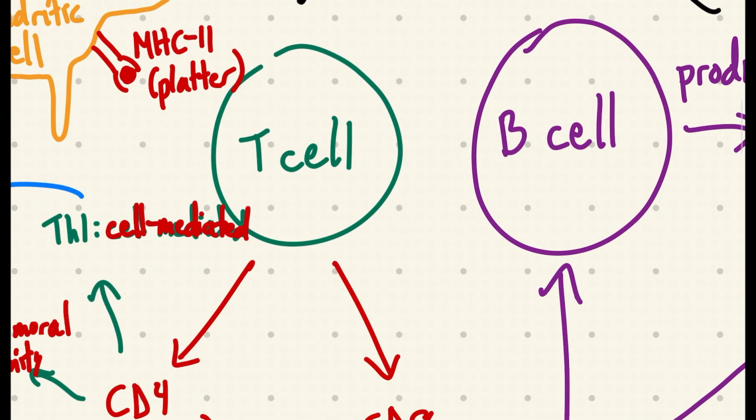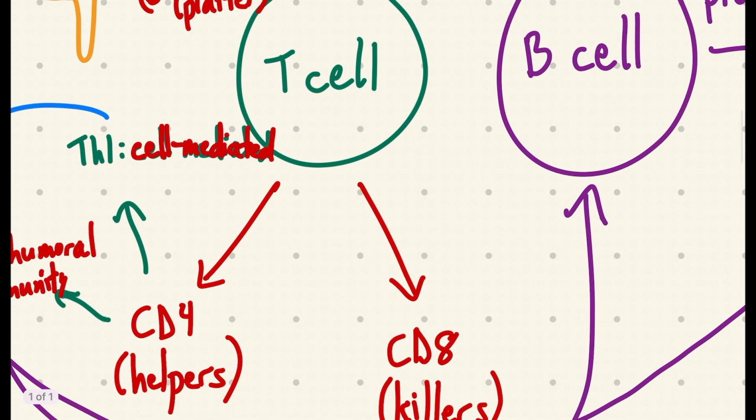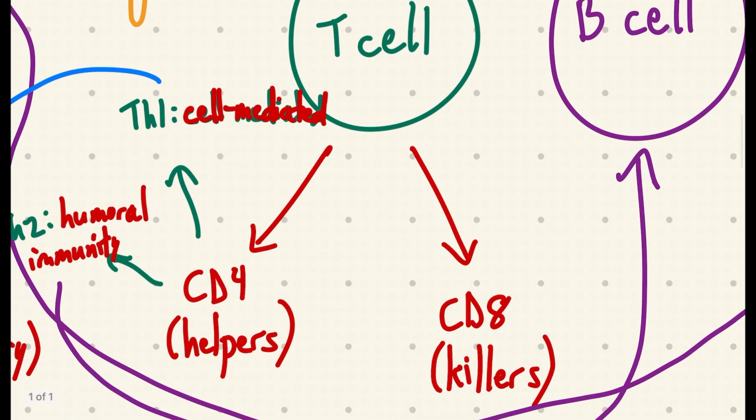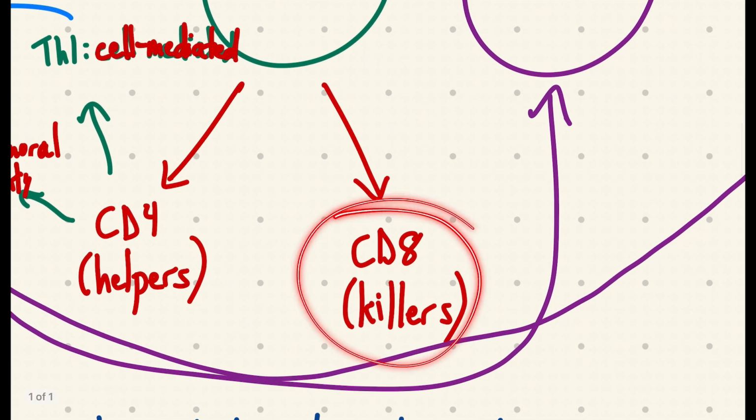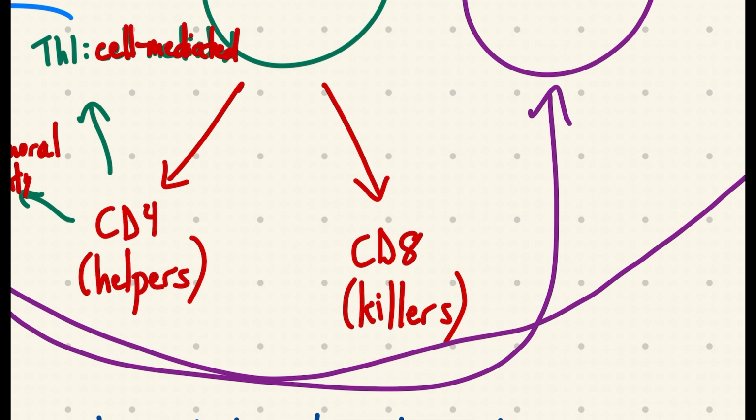So T cells have a few different functions. Gordon Ramsay has a few different functions, I guess. T cells can be either CD4 or CD8. So CD4 are your helper T cells. These are the cells that are going to go and stimulate other cells to do their job better, to get rid of pathogens better. Or they can turn into CD8 bloodthirsty killers and just kill virus-infected cells themselves.